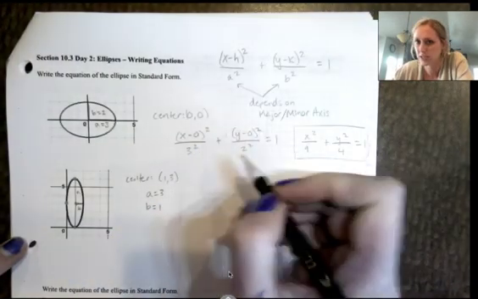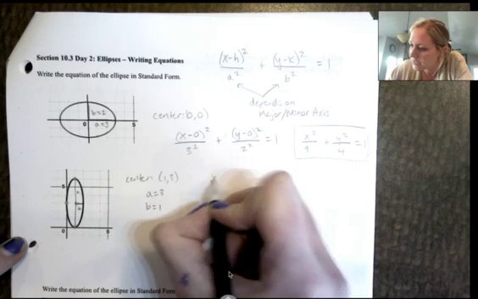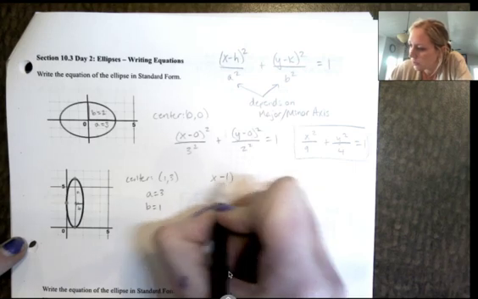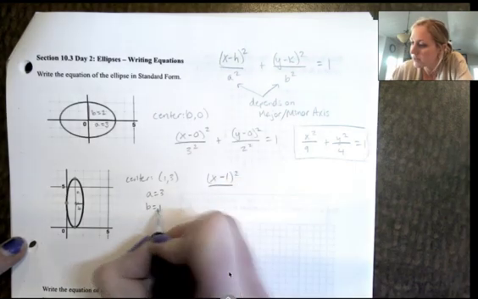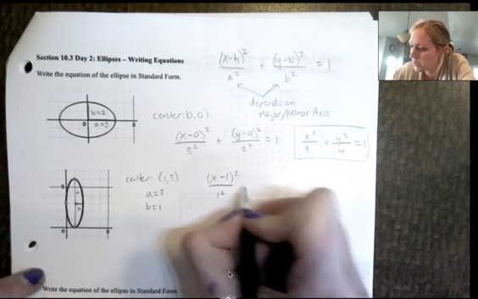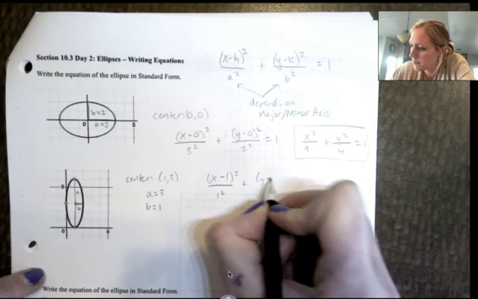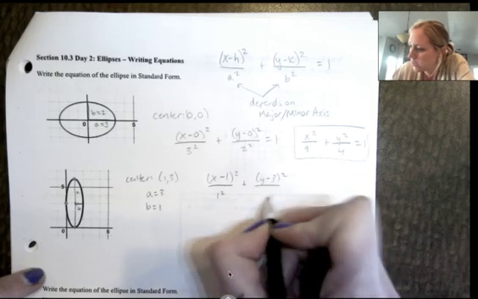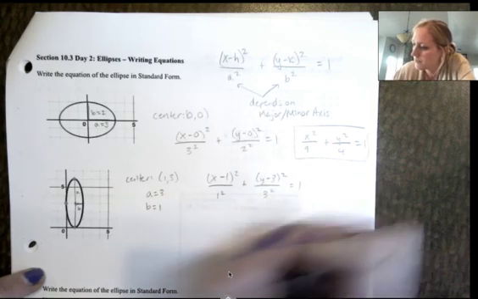Okay, plug that into our standard form. So we have x minus 1 squared, the x coordinate. Now B this time is under x because it's shorter horizontally, so 1 squared. And then plus y minus 3 squared over 3 squared equals 1.